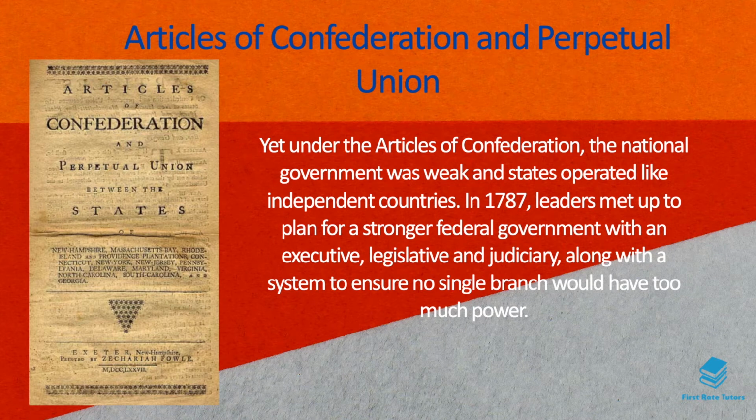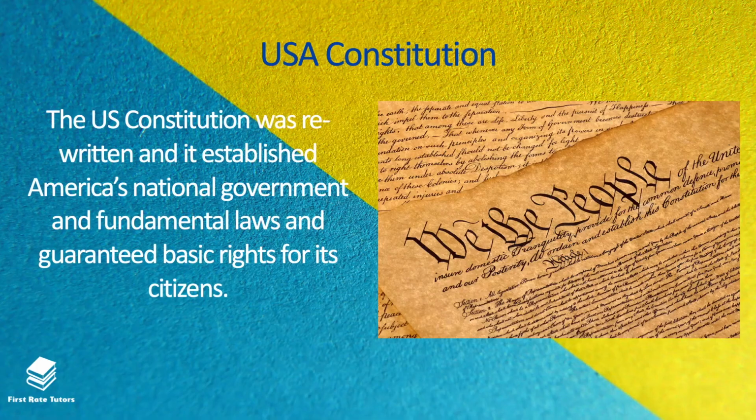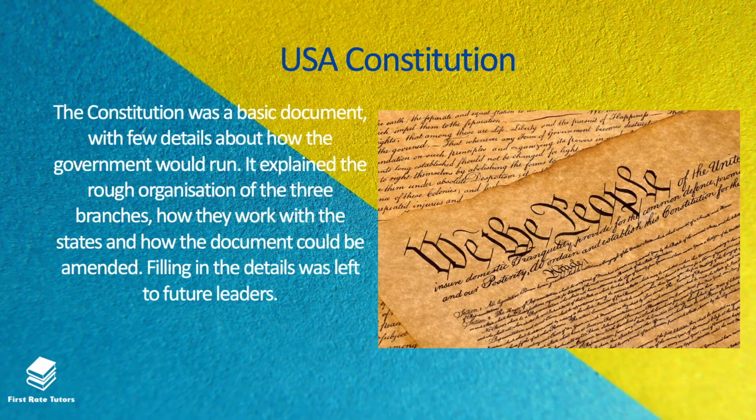So in 1787, leaders met up to plan for a stronger federal government with an executive, a legislative, and a judiciary, along with a system to ensure that no single branch would have too much power. This led to the USA Constitution as we know it today. So this constitution was essentially rewritten and it established America's national government and its fundamental laws, as well as guaranteeing basic rights for its citizens.